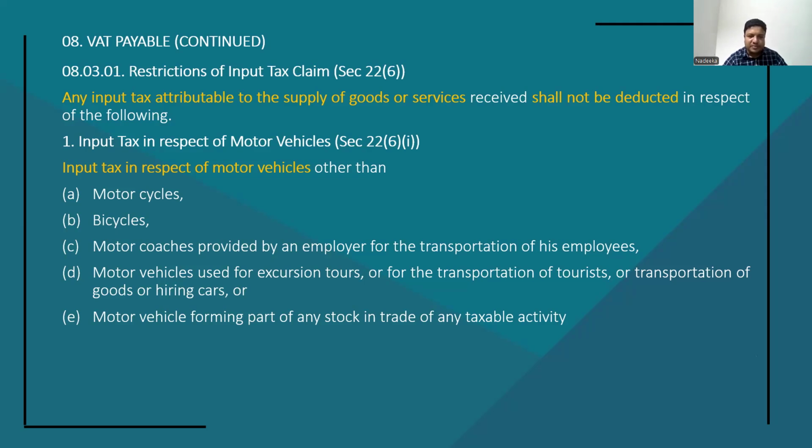If it is a motorcycle, you can claim. If it is a bicycle, you can claim. If it is a motor coach provided by an employer for the transportation of its employees, right, you can claim. If it is a motor vehicle used for excursion tours or for the transportation of tourists or transportation of goods or hiring cars, then you can claim. Motor vehicle forming part of any stock in trade of any taxable activity. If you are into buying and selling of motor vehicles and import and selling of motor vehicles, then you can claim. So other than these, you can't claim input VAT on motor vehicles against your output VAT.